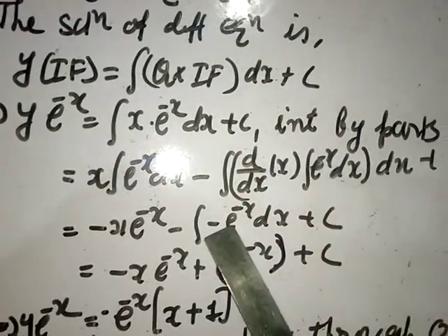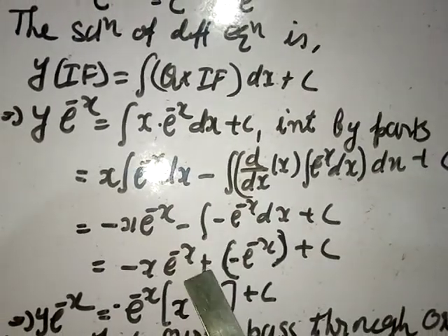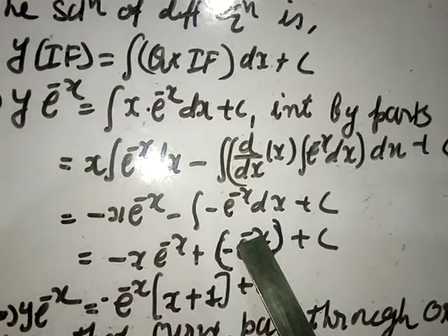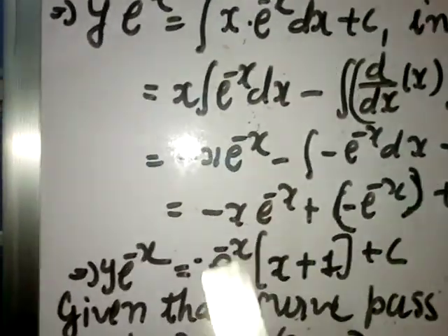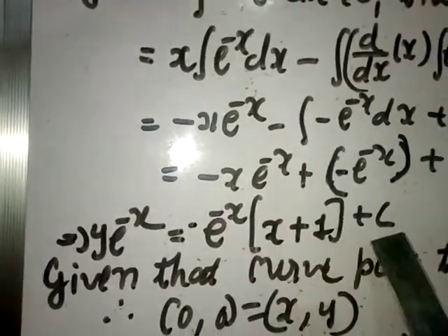The integral of e power minus x is e power minus x divided by the coefficient of x, that is minus. Minus a minus gives plus. Again when you integrate, it will be e power minus x divided by the coefficient of x, that is minus, so minus comes. Take e power minus x common. So minus e power minus x, here remains x plus 1, plus c.